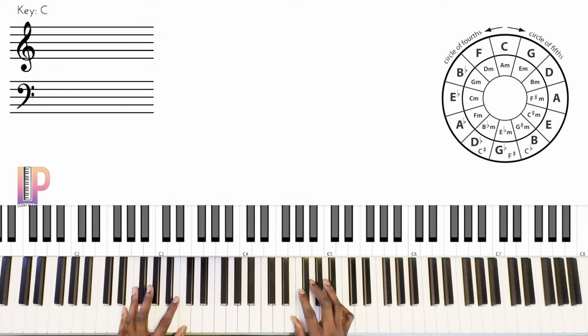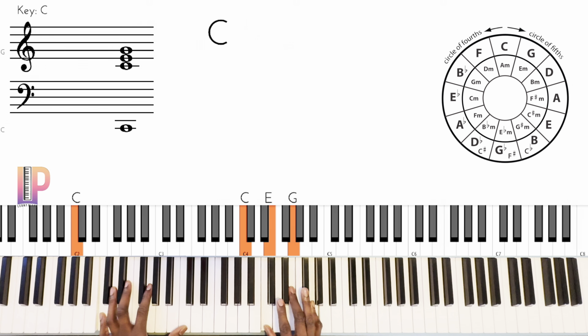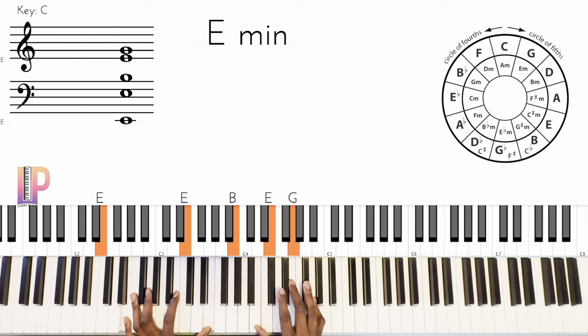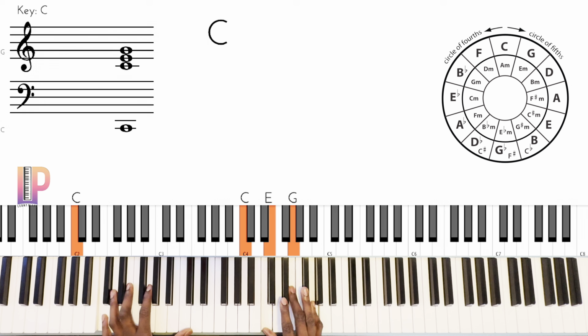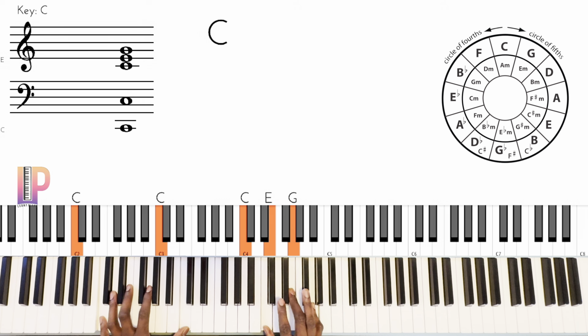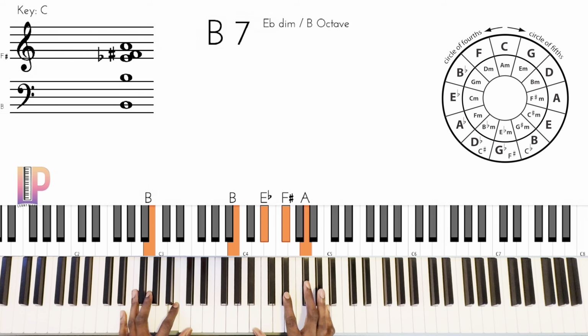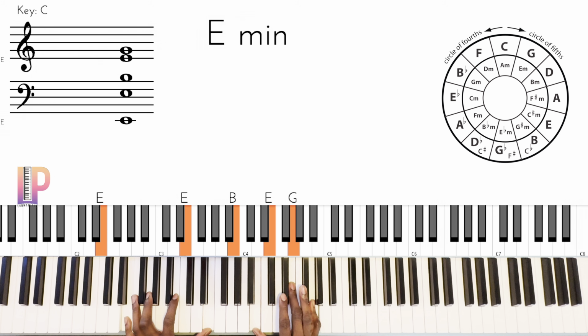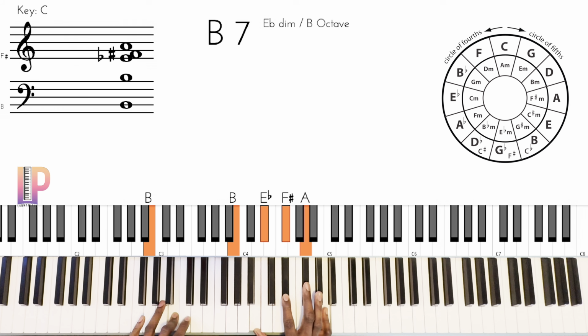Let's say I want to go to E. I'm on the C. I want to go to E minor. Before going to the E minor, I need to make sure I know what the 5th degree of the scale of E is, which is B. So I'm going to play B7 before going to the E minor. I'm playing the B7, which is the 5th of the key of E. So it becomes a secondary dominant chord, and then I can go to E.